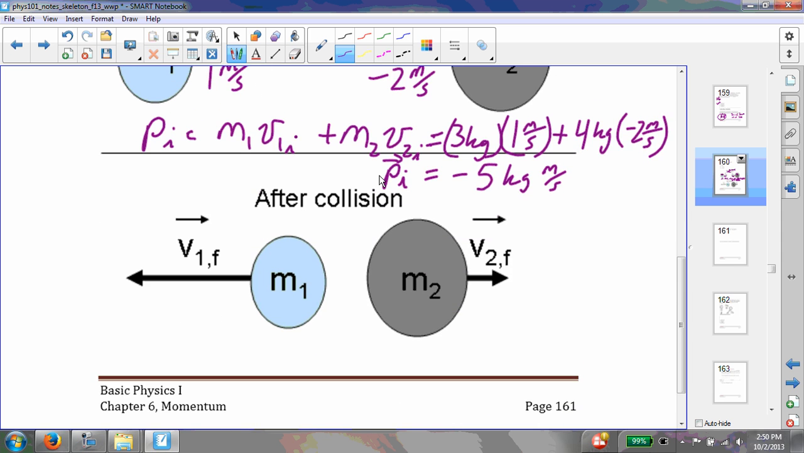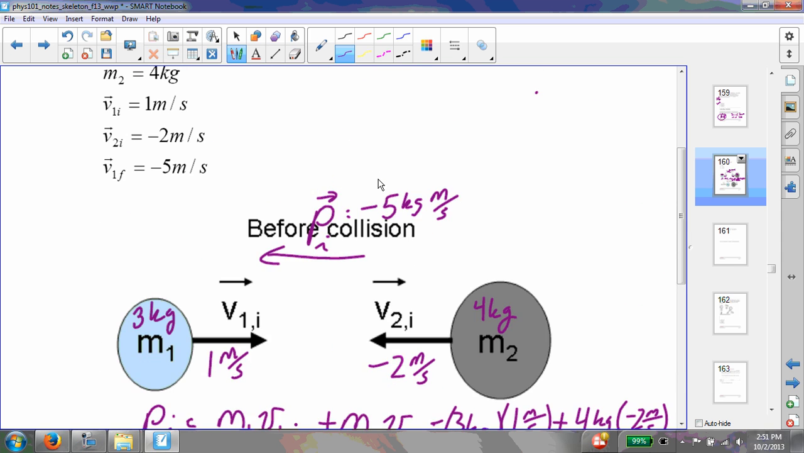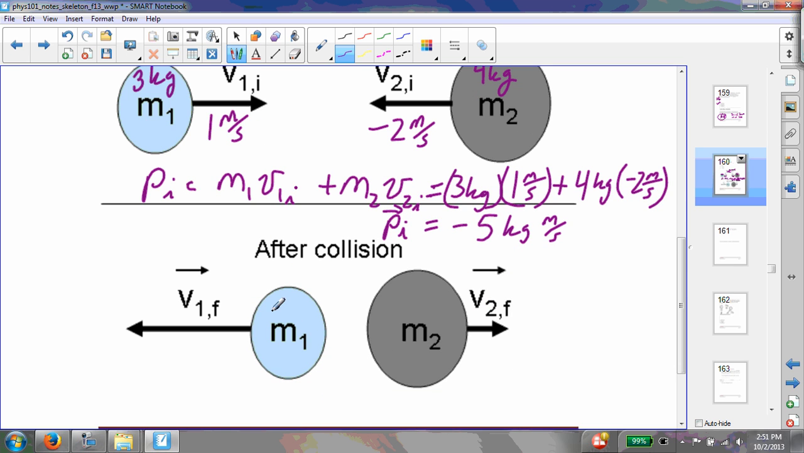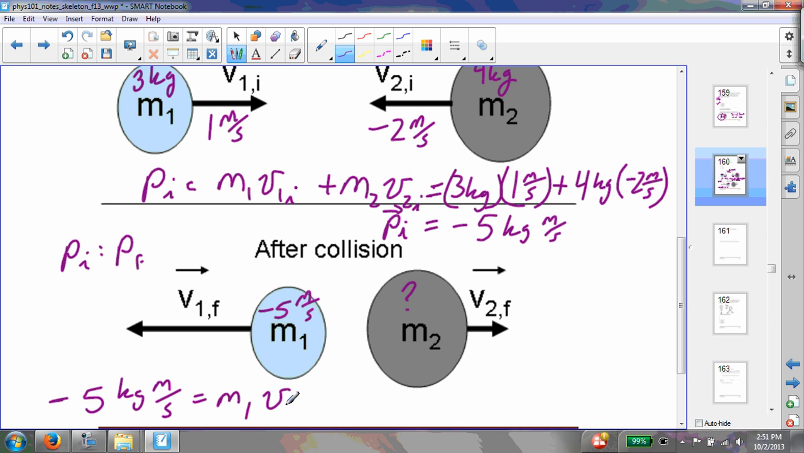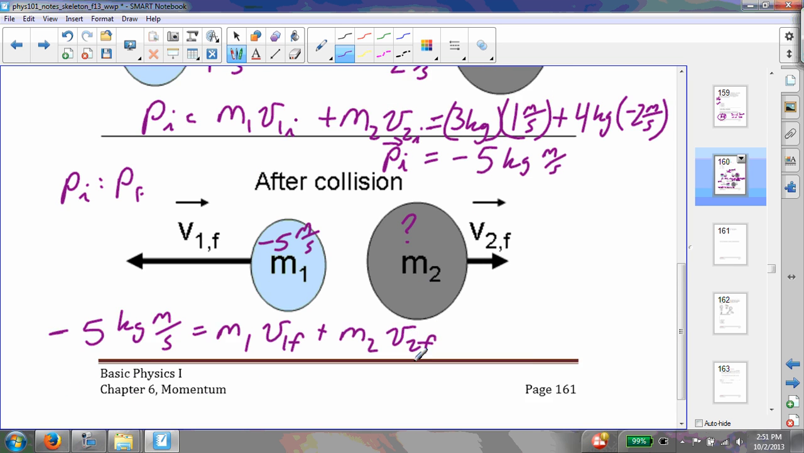I tell you here the final velocity of this ball is -5 meters per second. And now I want to know, what is the final velocity of this object? So I know that the initial momentum must equal the final momentum. I know that my initial momentum equals -5, and that has to equal the final momentum. Now the final momentum will equal m1 v1f plus m2 v2f. And I know all those values except for v2f.